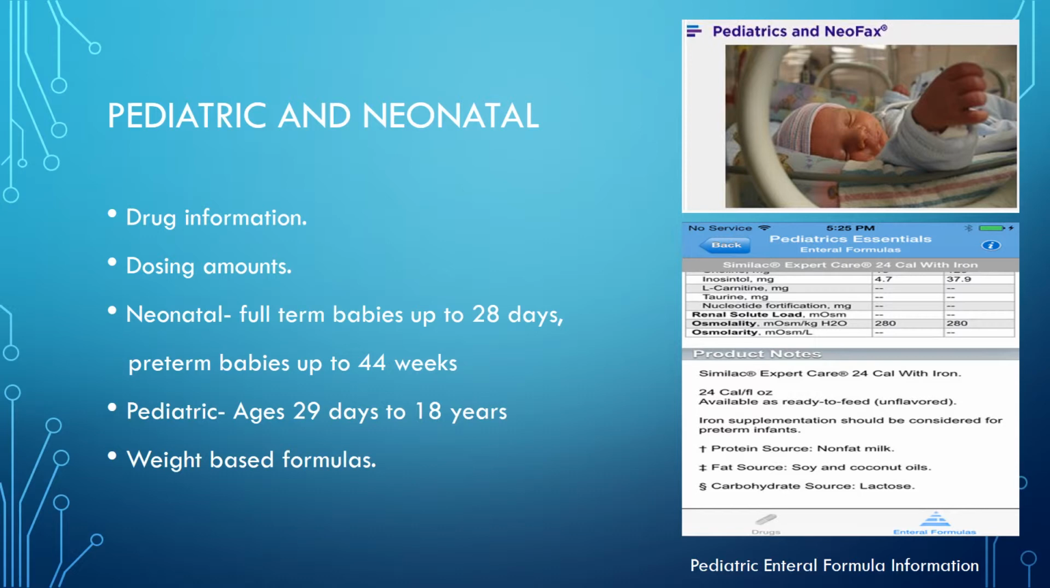The pediatric and neonatal versions of Micromedex provide specific drug information to the neonatal and pediatric patients. The neonatal version is for full-term babies from birth to 28 days and preterm babies up to 44 weeks post-menstrual age. The pediatric version is from patients 29 days old until 18 years old. It contains basically the same information as the adult version, but contains information specific to neonates and peds, like medications based on weight.